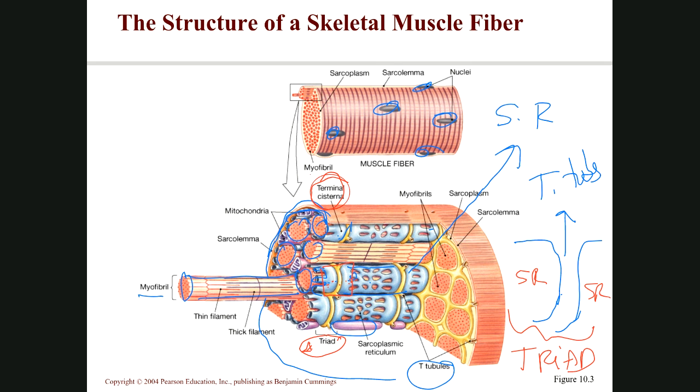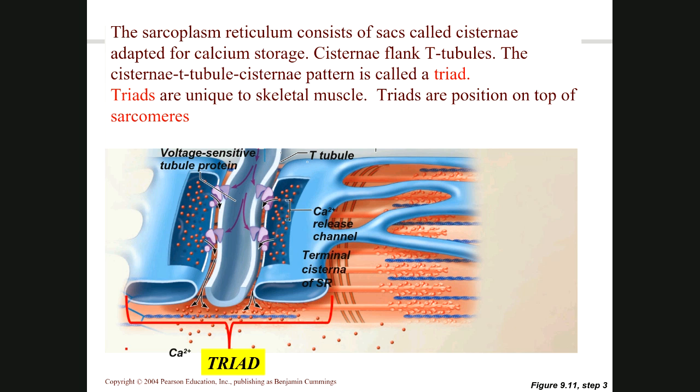Notice that the T-tubule is essentially a connection to the outside. So something from the outside is going to travel inward following the T-tubule, and whatever that something is going to have an effect on the sarcoplasmic reticulum. All right, so that's an important, unique feature of skeletal muscle cells. We definitely should be familiar with it.